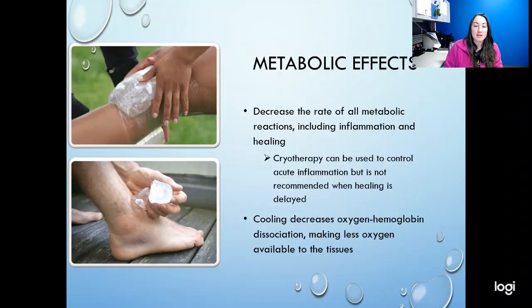The metabolic effects of ice. It decreases the rate of all metabolic reactions, including inflammation and healing. So it can be used to control acute inflammation, but it's not recommended when the person already has an issue with healing. When healing has already been delayed, then ice is not recommended. What cooling does is decrease the oxygen hemoglobin dissociation, which means there's less oxygen available to the tissues.